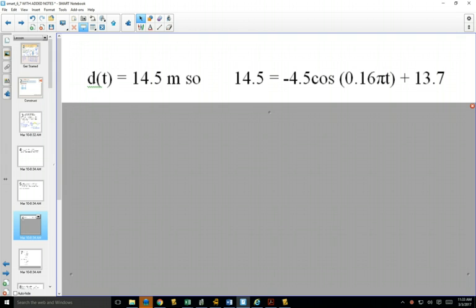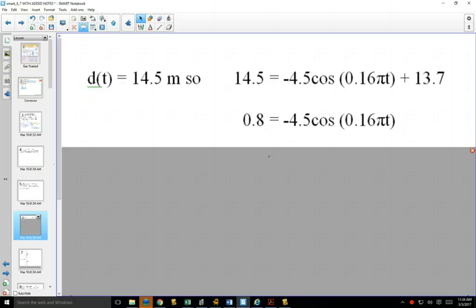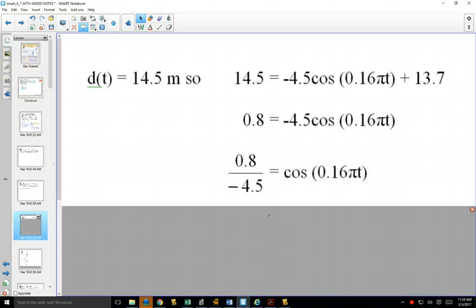So we have to go through what processes we want to do. We're going to want to get cos by itself and then do cos inverse, find our reference angles and so on, and solve for this. So how do I get cos by itself? Can you see that I would subtract 13.7 on both sides? Then divide by negative 4.5. Now I've got cos by itself. And what's complicated in this question is we've got 0.016 pi t inside of cos. That makes it a little bit more complicated.